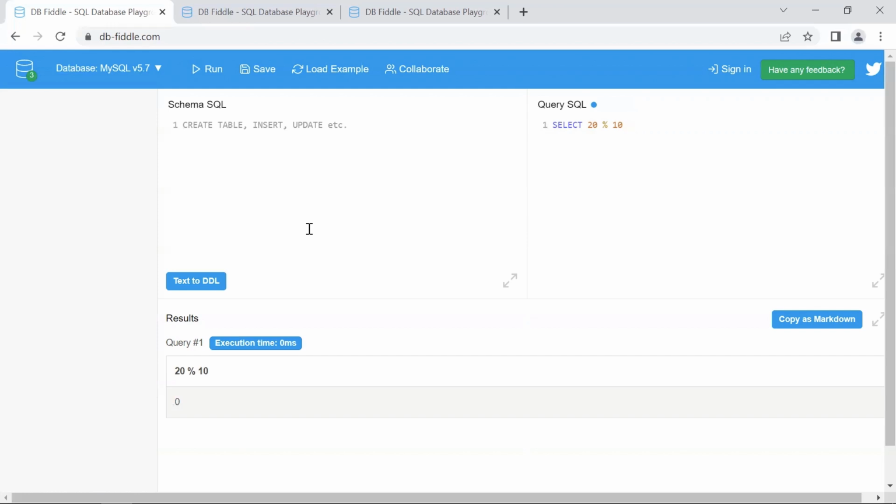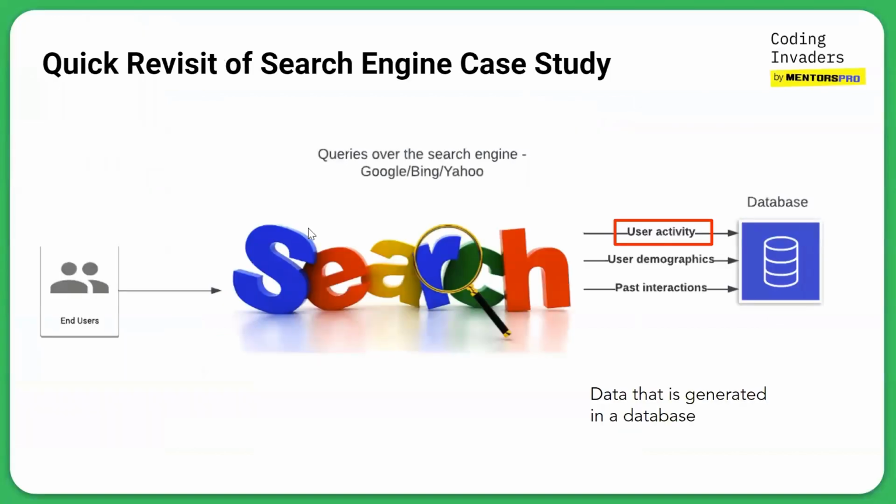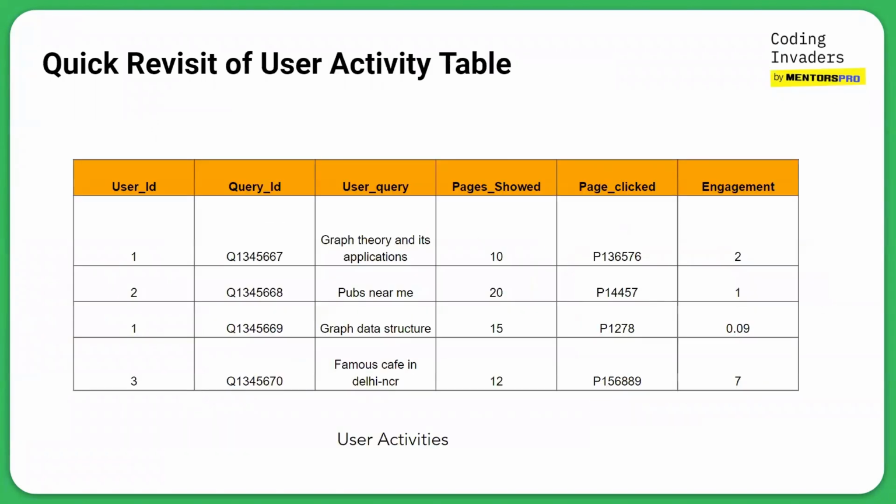Let's quickly revisit our search engine case study example. As you're familiar with, the search engine retains the user activities and other basic information of users to identify what's relevant for users. And here is the user activity table. For our example in this lesson, let's focus on the user ID and engagement column. Let's go to dbfiddle now for some hands-on.